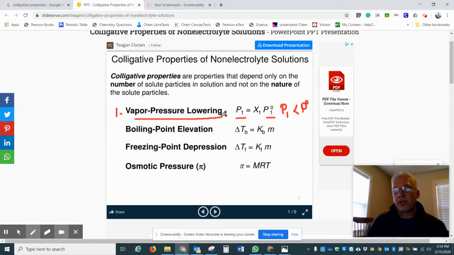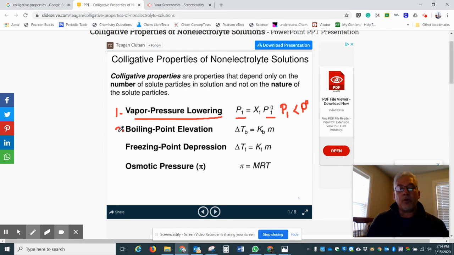Let's put an example. If you have ethanol, which is an alcohol, and you add any solute to that solvent, it will be less volatile because of the addition of the solute. The more solute you add, the less volatile the ethanol will become. So that's the first one.